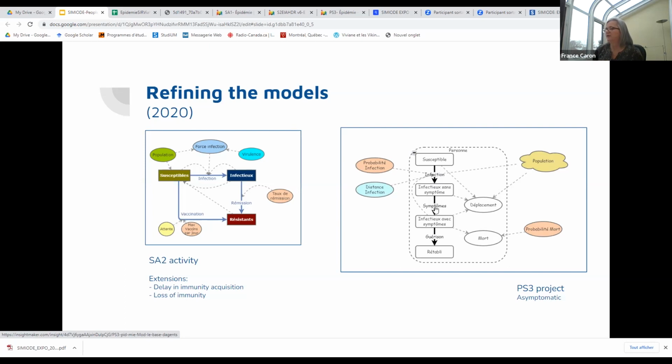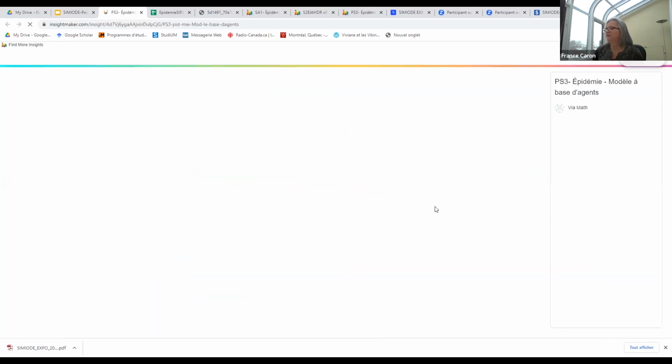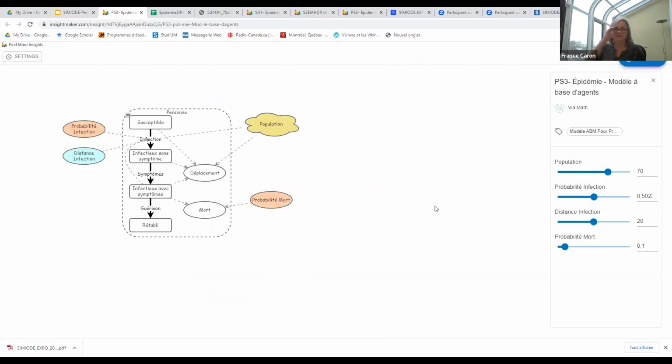So for doing that, he decided to go with an agent-based model, which is also afforded by the Insight Maker software. So those are no longer compartments with flows between them, but rather states of a person through which a person might go. And the transition from one state to the other is governed by stochastic equations that provide some additional realism to the simulation.